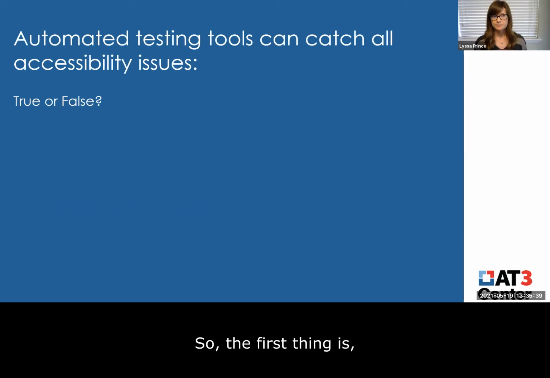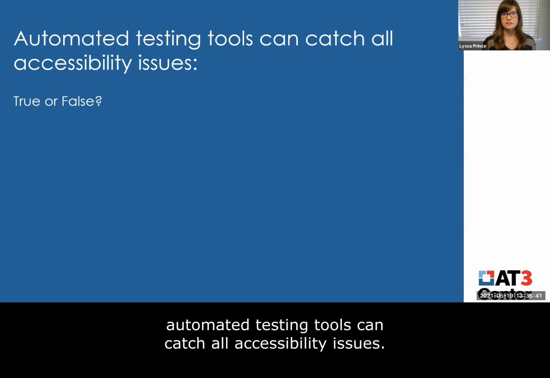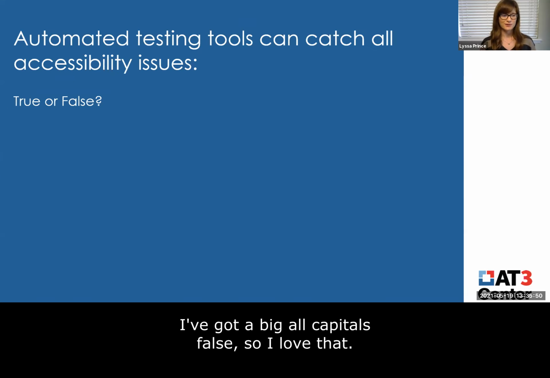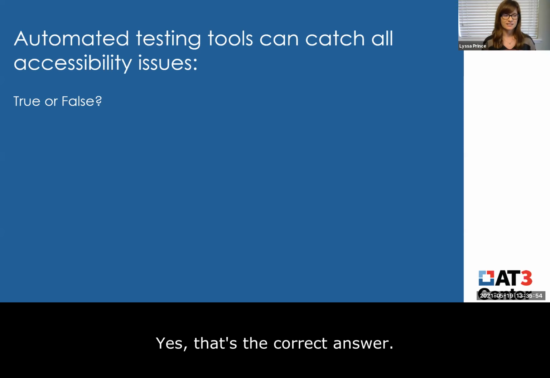The first thing is: automated testing tools can catch all accessibility issues. Is this true or false? Again, go ahead and pop your answer in the chat. Got a big all capitals, false. I love that. Great. Yes, that's the correct answer. Everybody's saying false. Fantastic. I may have jumped the gun on giving you the answer to that one, but there you go. I get a little overexcited.